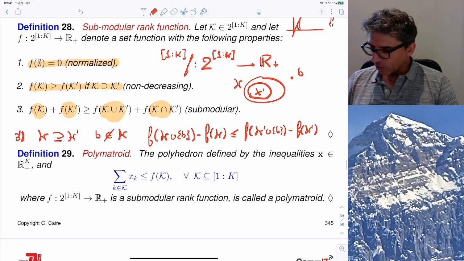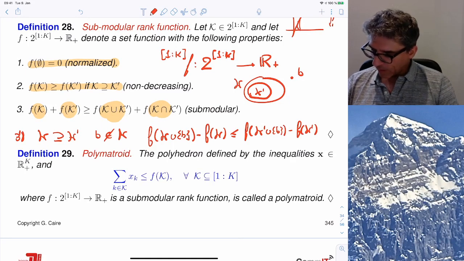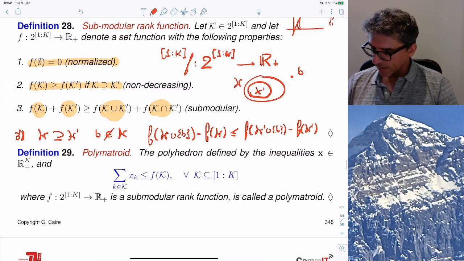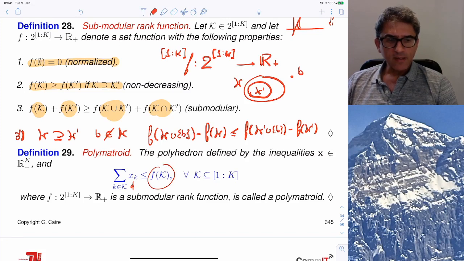Then a polymatroid is defined as the polyhedron in R^k plus, defined by the following inequalities. For every subset k in our ground set 1 to k, we have an inequality involving the variables in k: the sum of the variables in k is less or equal than the value of the function at set k.